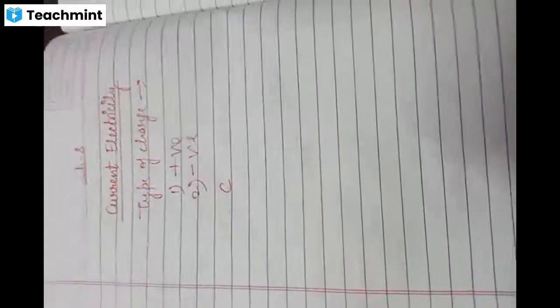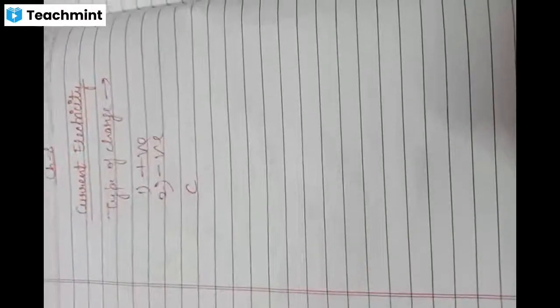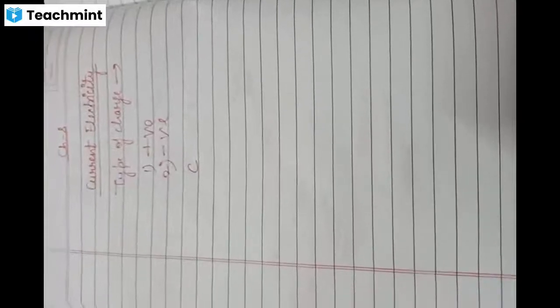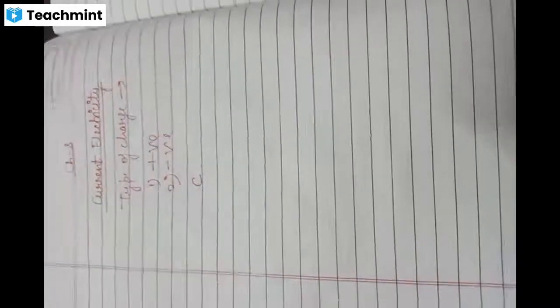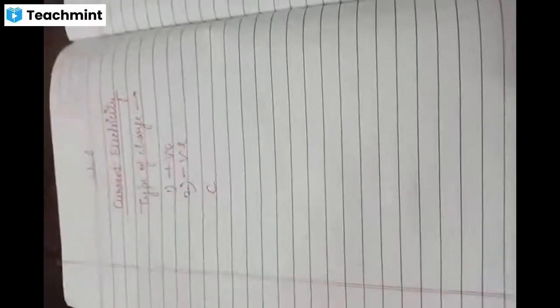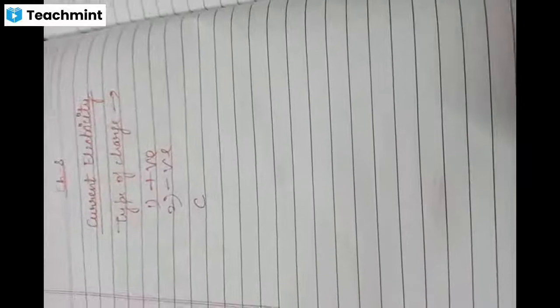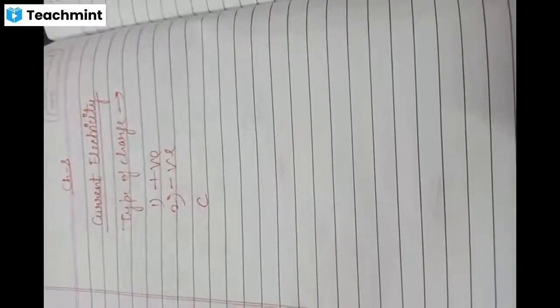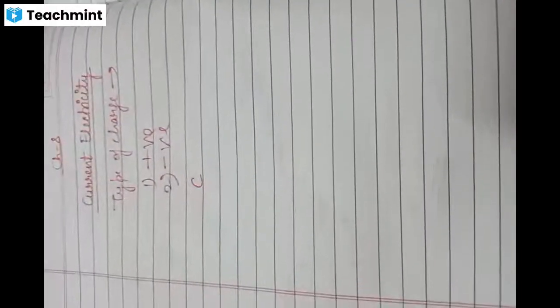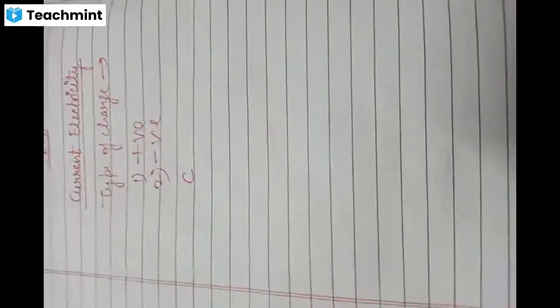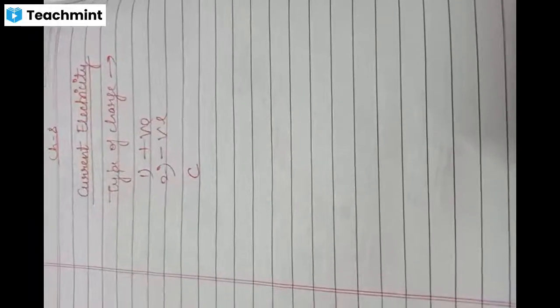It is abbreviated as C. So the quantity of charge on a body is determined by the number of electrons in defect if the body is positively charged or in excess if it has negative charge. We know that the electronic charge is 1.6 into 10 raised to power minus 19. It means that the charge on an electron is plus 1.6 into 10 raised to power minus 19 coulomb or minus 1.6 into 10 raised to power minus 19 coulomb.